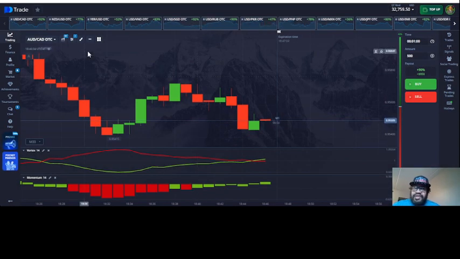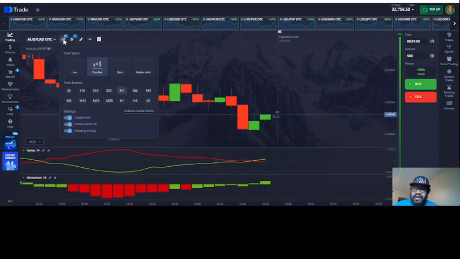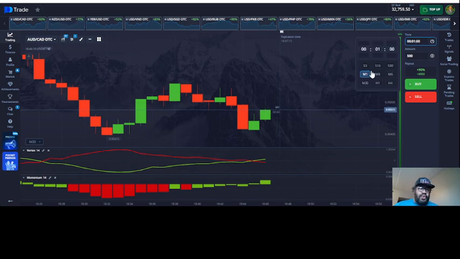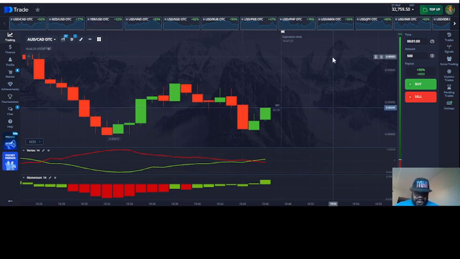And for my candlestick charts, we'll click on the icon here. I have my candle set to 1 minute, 1 minute regular Japanese candles. And for my trade timer, I also have it set to M1 or 1 minute. So I'll be looking at these 1 minute candles while taking 1 minute or 60-second trades, fast turbo trades.